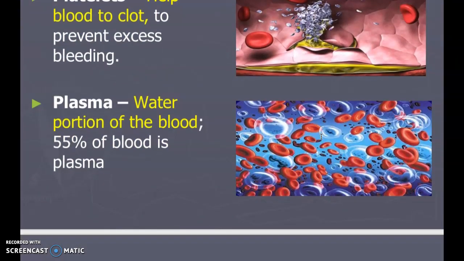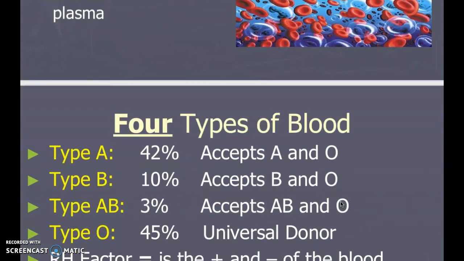Now, as we mentioned earlier, most of your blood is made of plasma. Actually, 55% of it is made of plasma, and 90% of that plasma is made of water. So that's the liquid part of your blood.